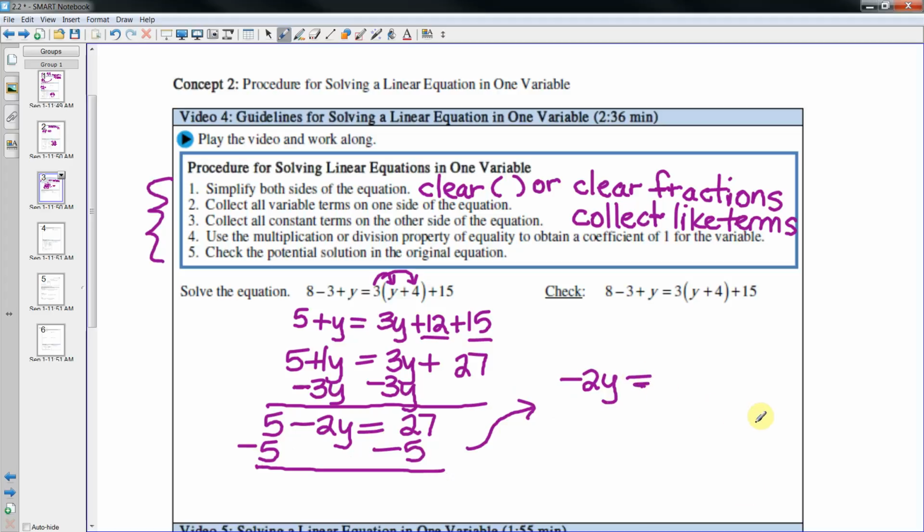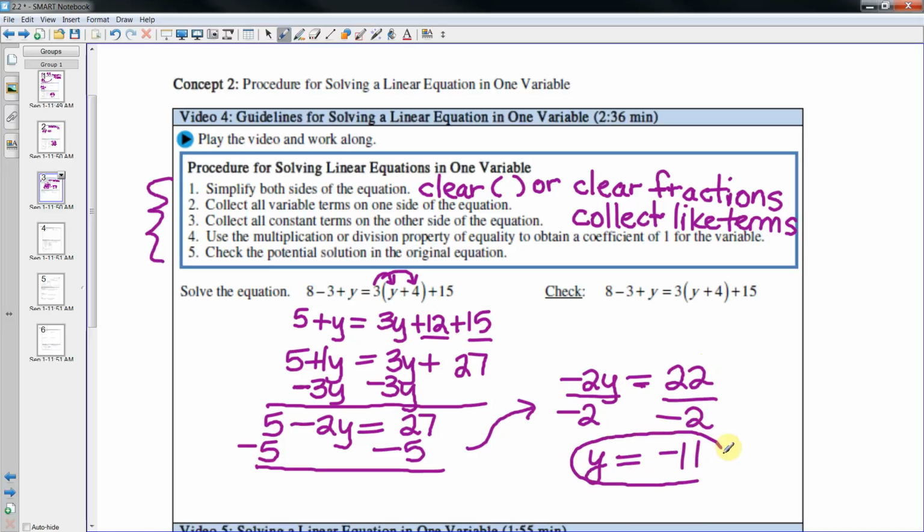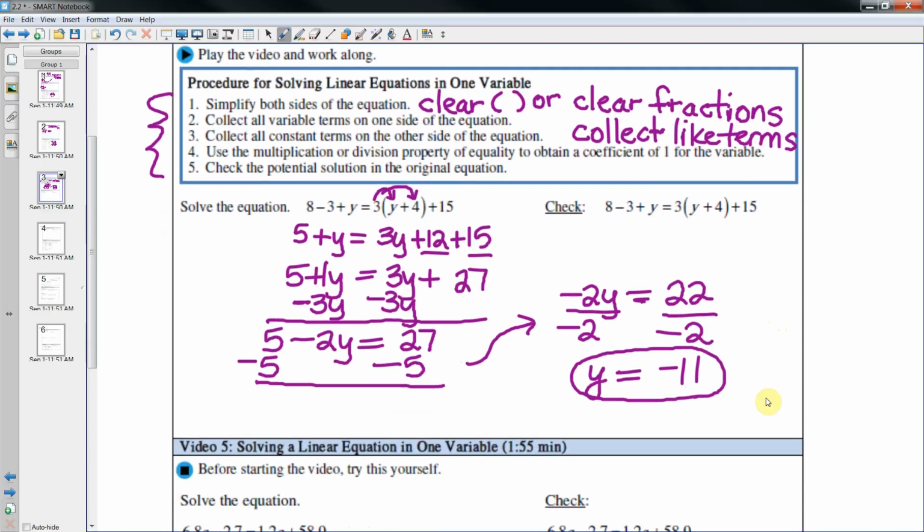Then I've got 27 minus 5. That would be 22. Now I divide both sides by negative 2. So y equals 22 divided by negative 2 would be negative 11. And there would be my answer. So it's going to take you a few steps to do some of these. It just depends on if they've got a lot going on. If they've got parentheses going on, things like that, there could be a lot going on.